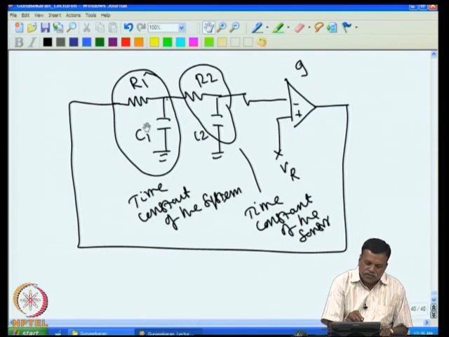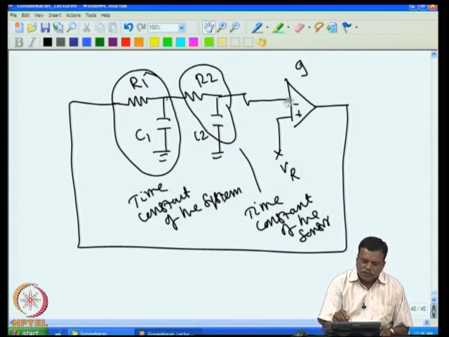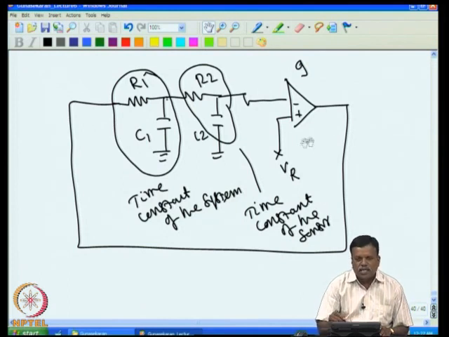So the attenuation provided by this and the attenuation provided by this, the combined attenuation into this gain, if it is more than 1, and if the entire loop phase shift is 360 degrees, then the loop can oscillate. So if you don't want the loop to oscillate, we have to make sure either the phase shift is not 360 degrees around the loop, or the gain is lower than the attenuation provided by these two RC elements. If that is satisfied, then the system cannot oscillate.